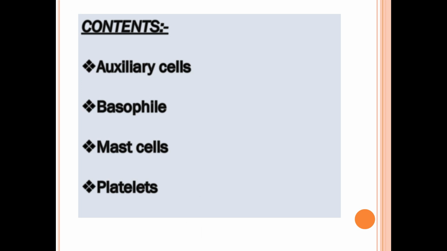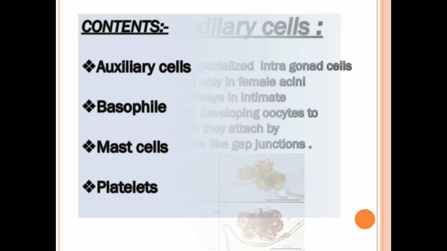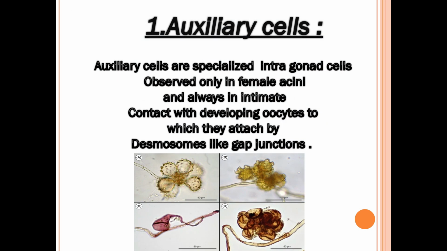Next slide. Axillary cells. Axillary cells are the specialized intragonate cells observed only in the female gonad and always in intimate contact with developing oocytes, to which they attach by desmosomes like gap junctions.